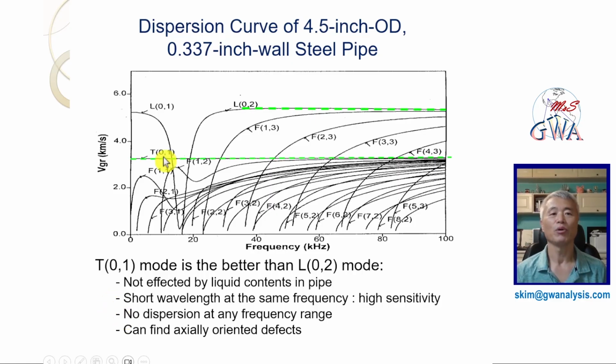Third, the T01 mode has no dispersion at any frequency and any size of pipelines. But L02 mode is dispersive. In this example, L02 mode is dispersive between 18 to 35 kHz. Fourth, T01 mode can find axially oriented defect if it is 70% or bigger wall loss. Now we found that non-dispersive T01 mode is best for guide wave testing.